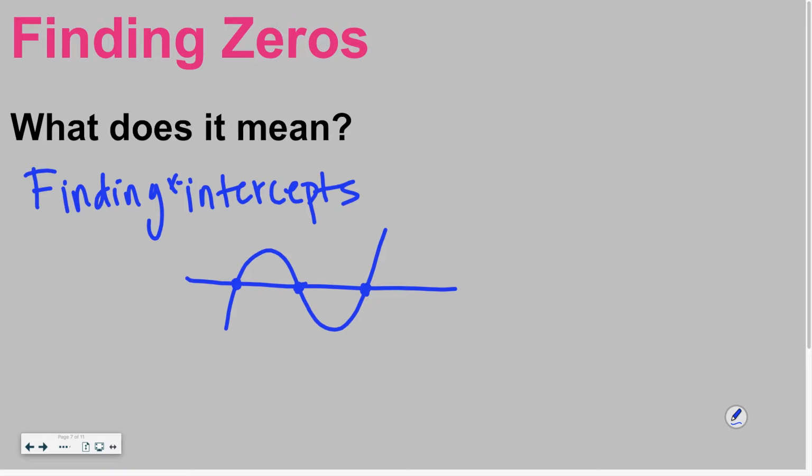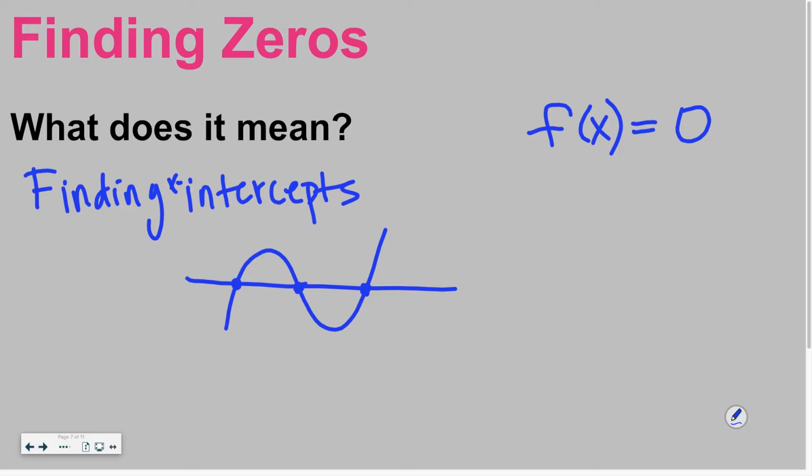Okay. How are we finding that? Eli, what did you guys talk about with that? Set the equation equal to 0. Beautiful. You're going to get an equation, probably some sort of function. And when we set it equal to 0 and solve for x, we're finding our x-intercepts, or our zeros.